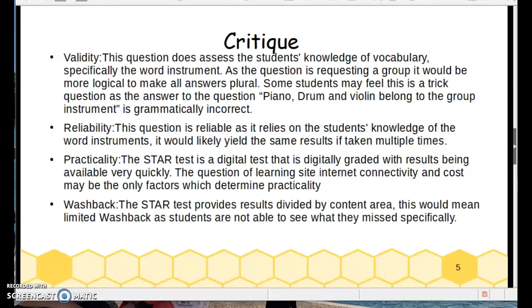Washback: the STAR test provides results divided by content area, which would mean limited washback if students are not able to see what they missed specifically, because it just gives them the content area on which they made an error.